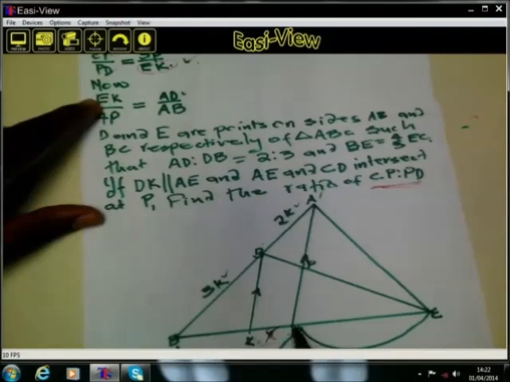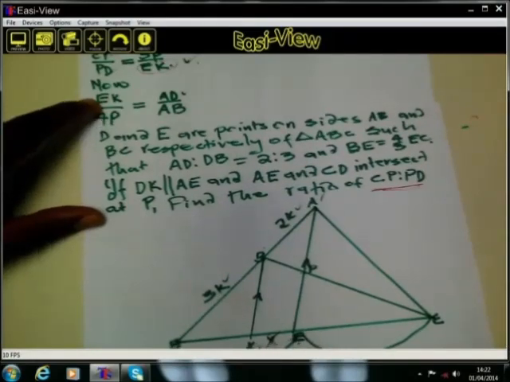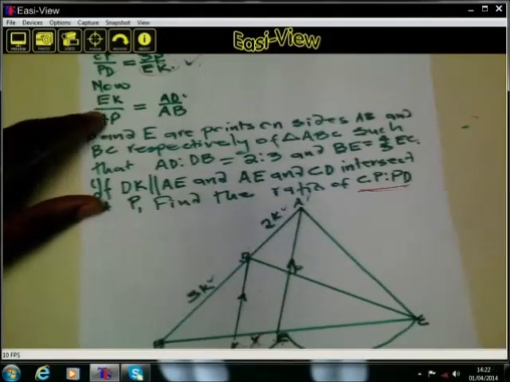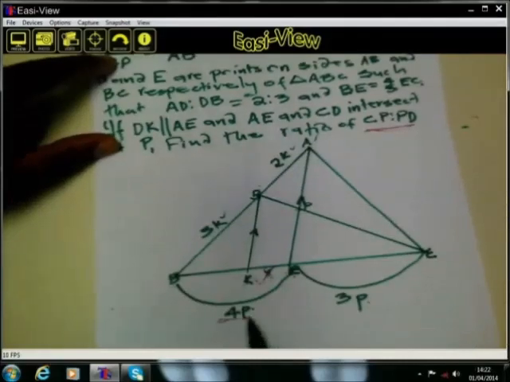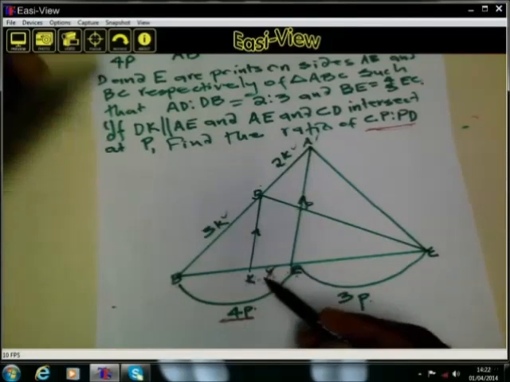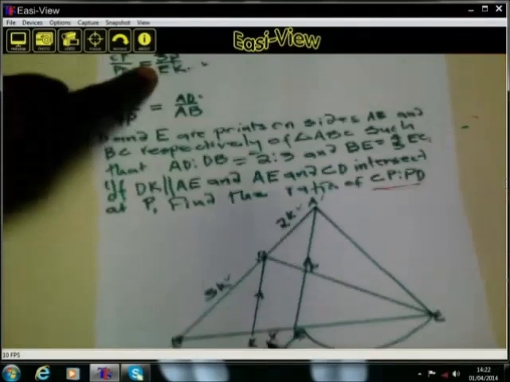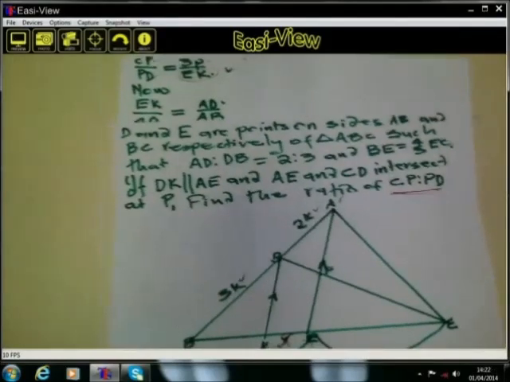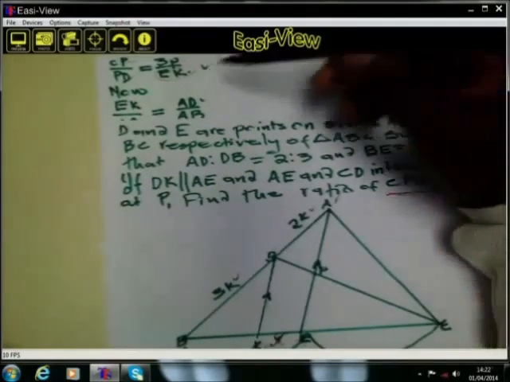EK over the longest side, which is BE. But the magnitude, do we have the magnitude of BE? Yes. The magnitude of BE is 4P. EK is the same side that we are looking for in this triangle. It belongs to both triangles. So it becomes quite easy if we look at it from the other triangle.